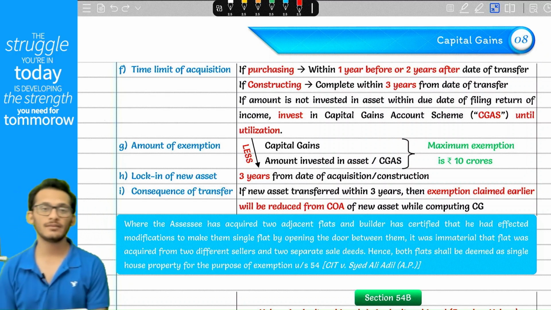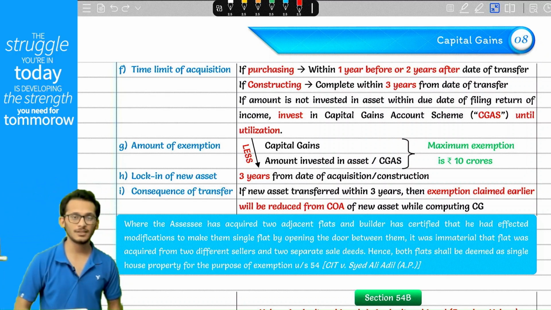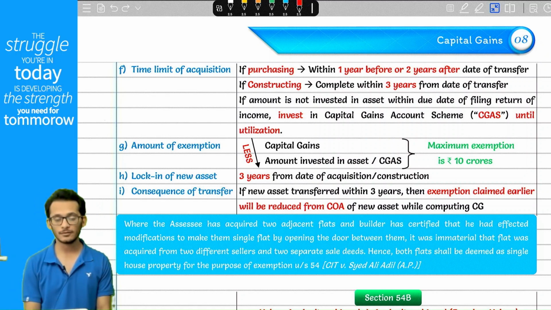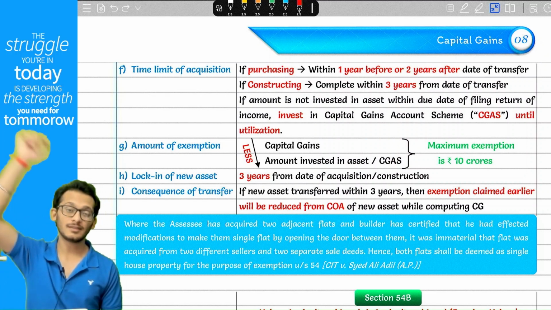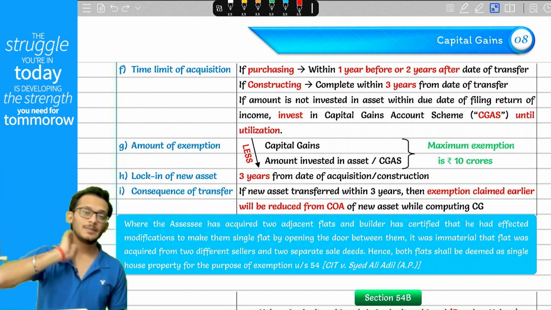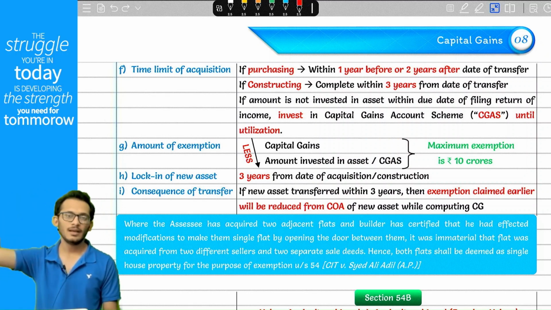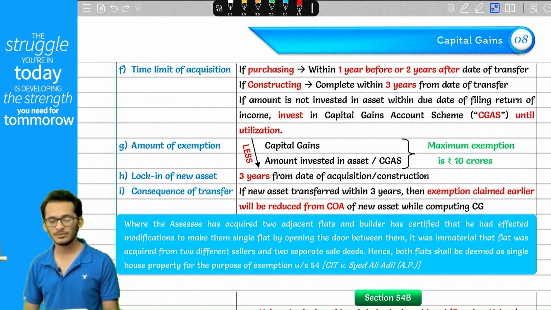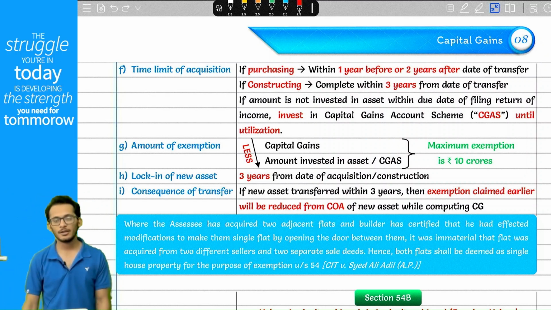Rahul, what if I don't invest the full number? In 54, you will get the exemption to the extent of the amount you invested. But in 54F, since they're asking you to invest the net consideration, you need to do proportionate basis. Which means if I would have invested 10 crores, I would have got 5 lakhs, for example. If I invest only 8 crores, how much will I get? Proportion the answer and then get the exemption.